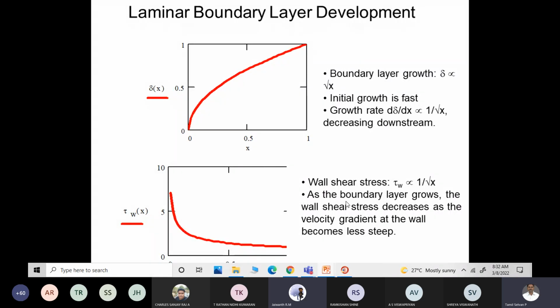Similarly, shear stress. The shear stress will be much higher initially, and slowly it reduces. You can see here the wall shear stress is very much higher at the beginning, and slowly it reduces as the boundary layer grows. The wall shear stress decreases as the velocity gradient at the wall becomes less steep.